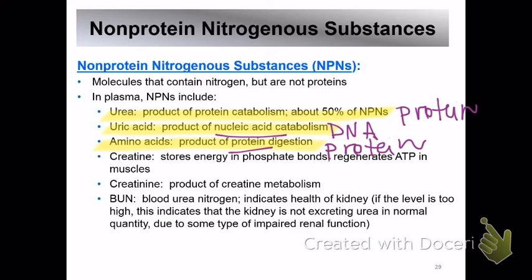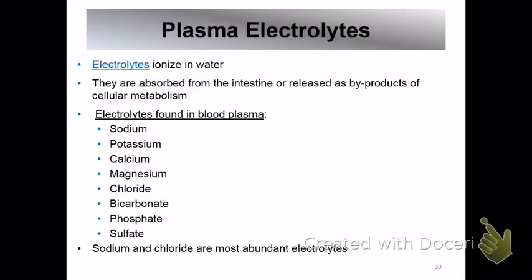But the amount of nitrogen in the blood, so the blood urea nitrogen, could indicate whether the kidneys are working. If it's too high, then the kidneys may not be excreting normal amounts of urine. Too low could be renal function. So that's just kind of telling you nitrogen, other than protein, nitrogen in the blood.